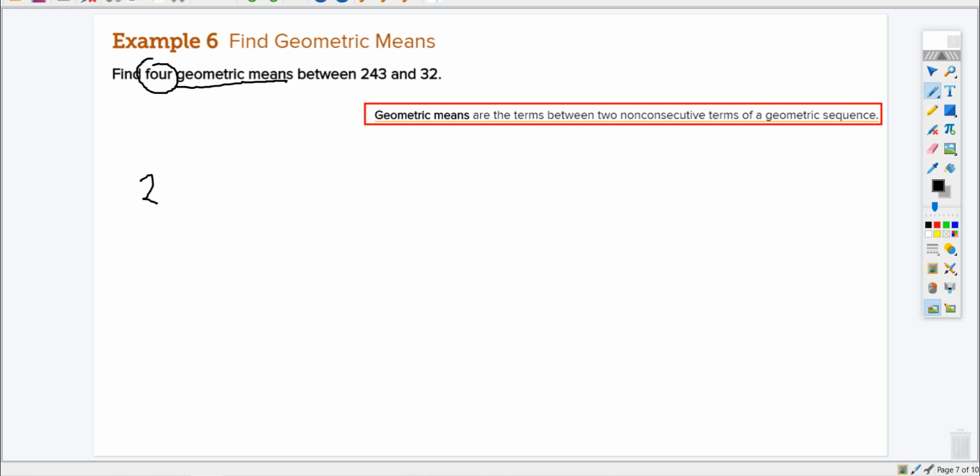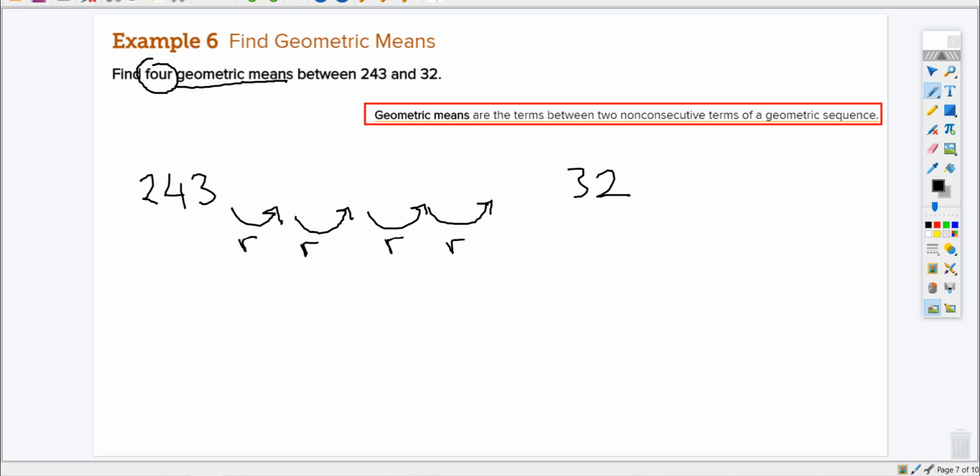So if you write it, 243 looks like is the first one, and the 32 is the last one, and we will have 1, 2, 3, and 4 between them. Okay, so remember the common ratio between them will be the same all the time. That's called r. We multiply the 243 by r, we got this new one. Then we multiply it by a new r, we got a new one. We multiply it by another r, we got the next one.